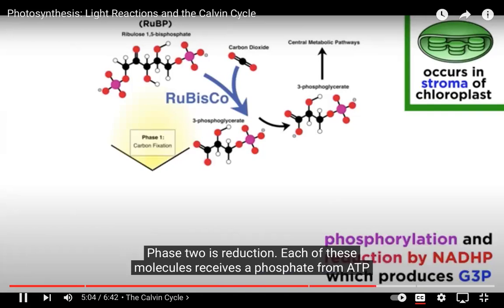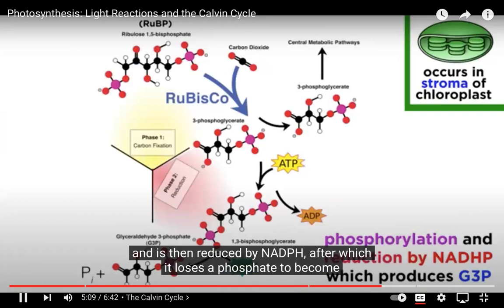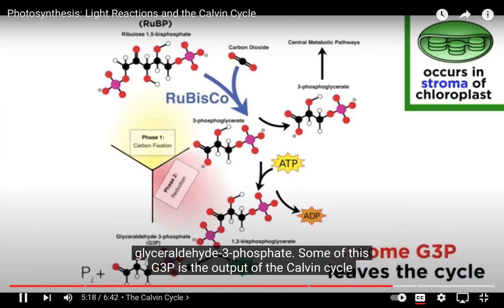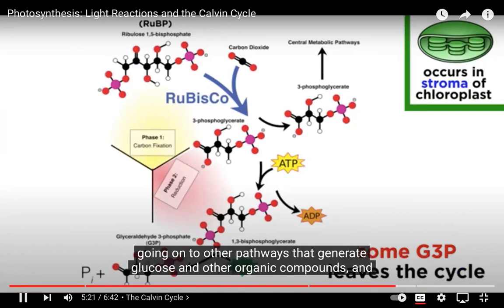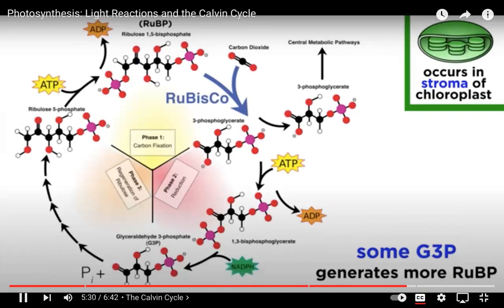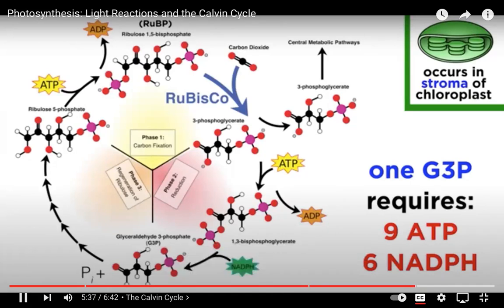Phase 2 is reduction. Each of these molecules receives a phosphate from ATP and is then reduced by NADPH, after which it loses a phosphate to become glyceraldehyde 3-phosphate. Some of this G3P is the output of the Calvin cycle, going on to other pathways that generate glucose and other organic compounds. And some goes back to generate more RuBP and start the cycle over again. To generate a net output of 1 G3P, the cycle needs 9 ATPs and 6 NADPHs.